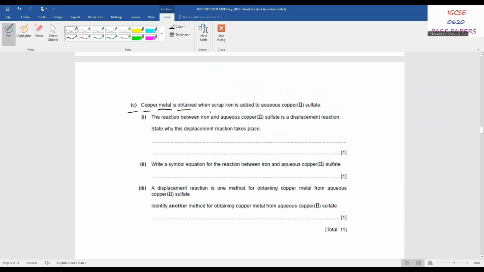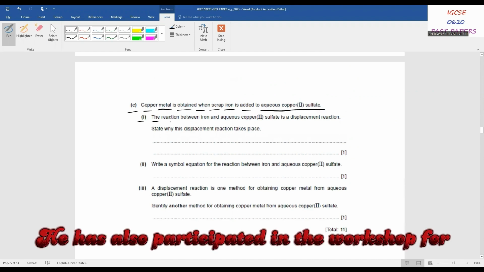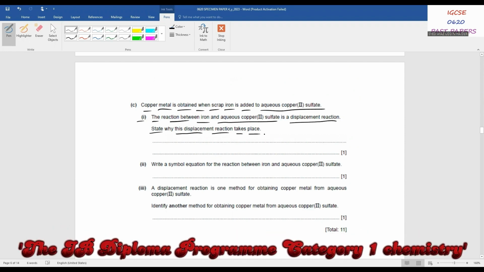Copper metal is obtained when scrap iron is added to aqueous copper 2 sulfate. The reaction between iron and aqueous copper 2 sulfate is a displacement reaction. State why this displacement reaction takes place. Because iron is more reactive than copper. Iron is more reactive than copper.